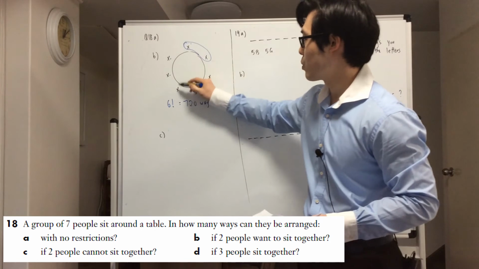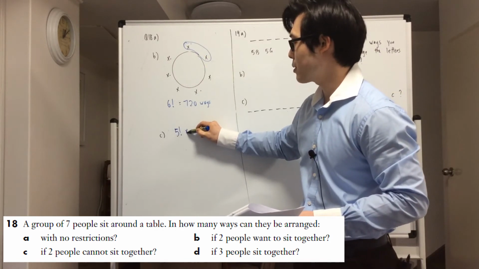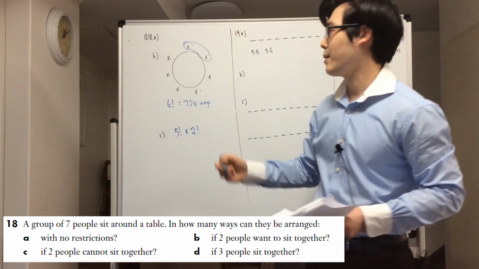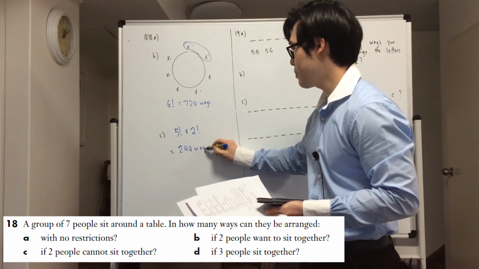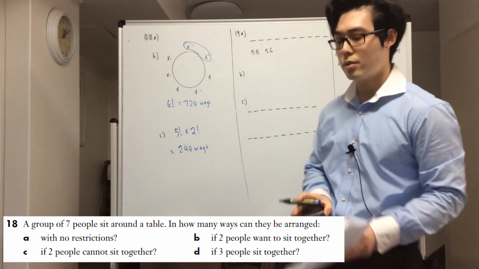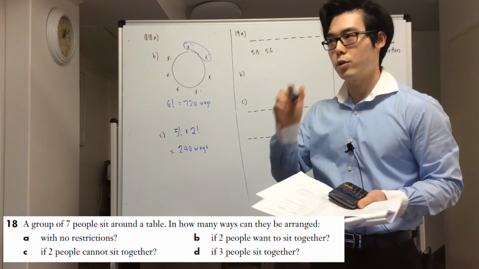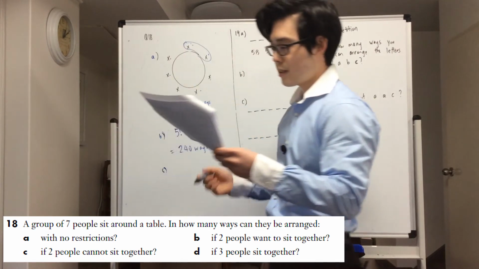So that's 1, 2, 3, 4, 5. So that's actually 5 factorial. Now you've got to also times by 2 factorial because that's the number of ways within these 2 people can be seated. Okay, so keep that in mind. So when it comes to circular table, you always got to lock in one person or one group of people that are sitting together.